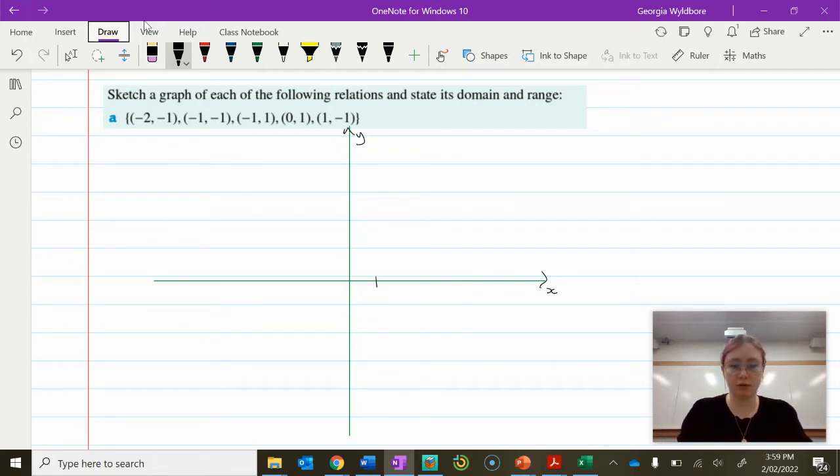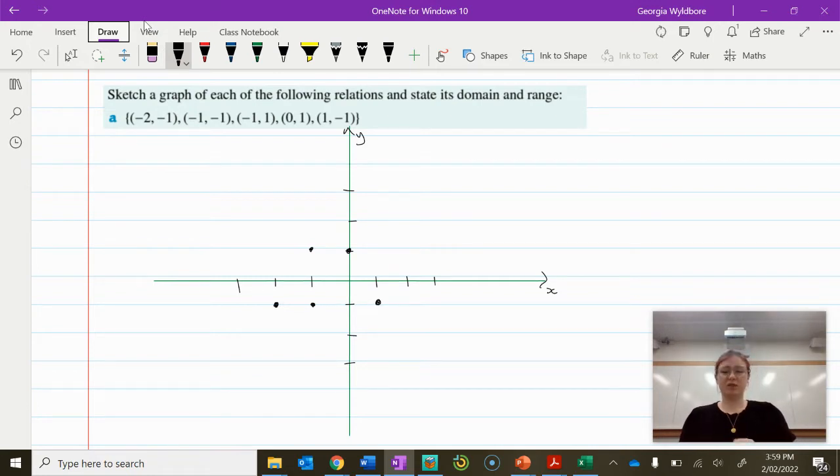So let's say it goes from -2 up to 1. It's just 1, 2, 3, 1, 2, 3, 1, 2, 3. That's all we're going to need. So we've got the point -2, -1, then -1, -1, then -1, +1, then 0, 1, and 1, -1.